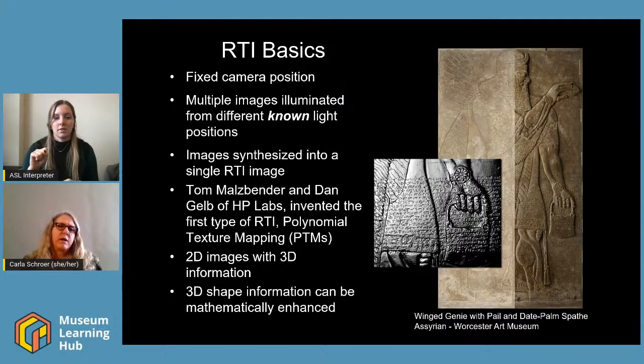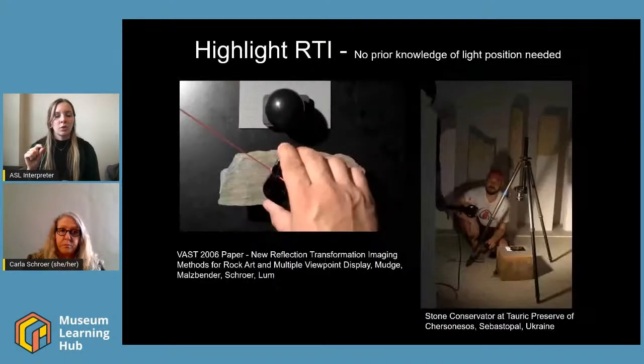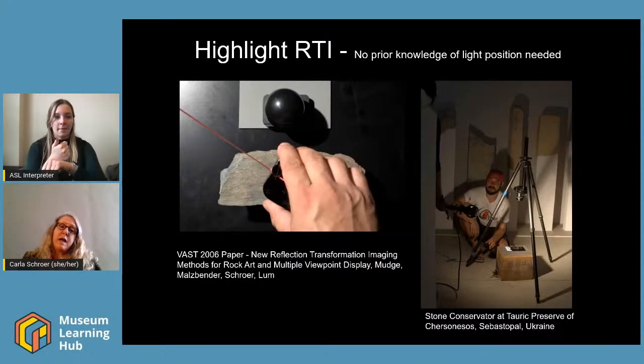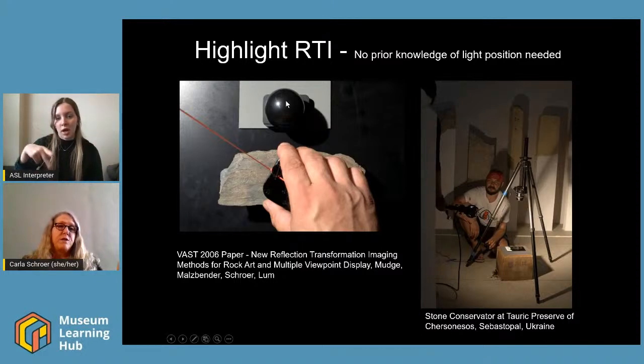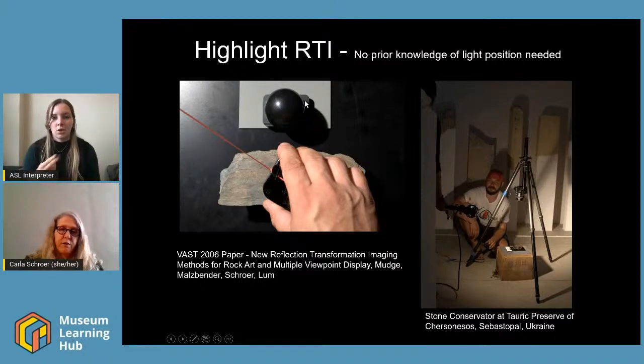This is based on work that came out of HP Labs more than 20 years ago now, in 2001, by Tom Malzbender and Dan Gelb. It can be actually quite inexpensive in terms of equipment to do this. We can use a regular camera and a tripod. We figure out the light position based on a reflection on a reflective sphere that we can put in the image, and there's software that can figure that out.